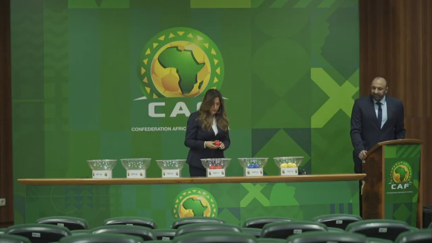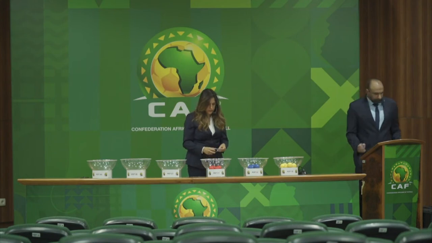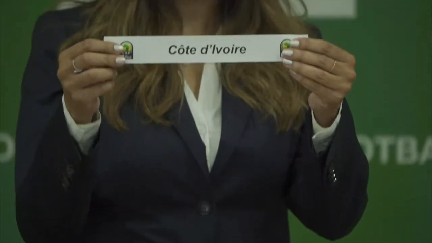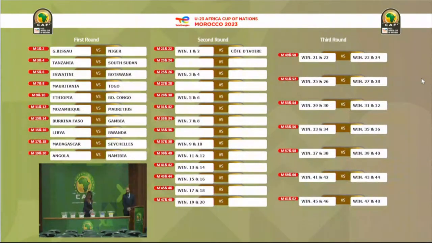And this team will play against the winner of match one and two, Guinea-Bissau, Niger. Côte d'Ivoire will play against the winner of Guinea-Bissau, Niger. And we will take two balls from level three. These two will play against each other, and the winner of this fixture will play against the winner of Guinea-Bissau / Niger versus Côte d'Ivoire.